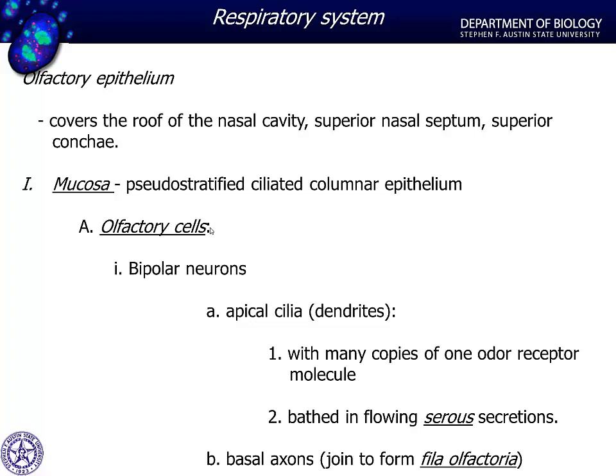But as we look at the dendrites, you're going to have a number of these on the surface. They're going to be bathed in this fluid that's produced by serous glands that we'll look at as we get into the deeper portions. And so the chemicals, the odorants, they're going to dissolve in these watery serous secretions and then bind to odor receptors on these apical cilia to begin this process and transduce that chemical signal into an electrical signal that will be an action potential.